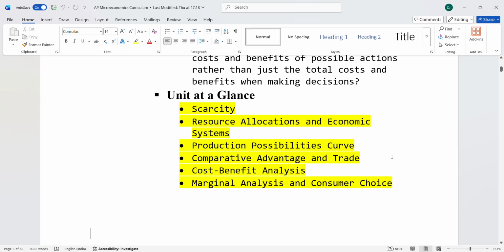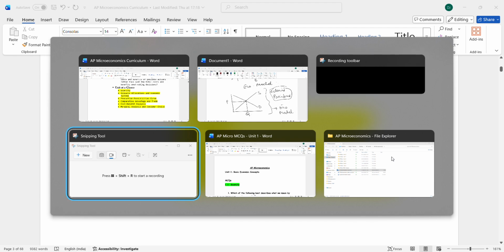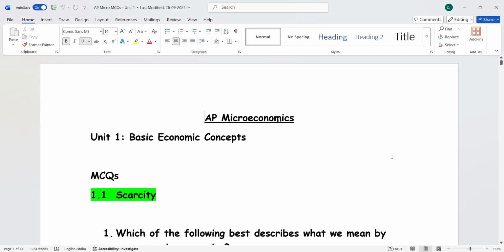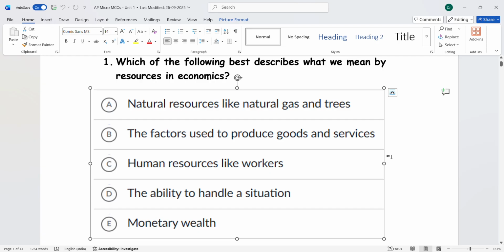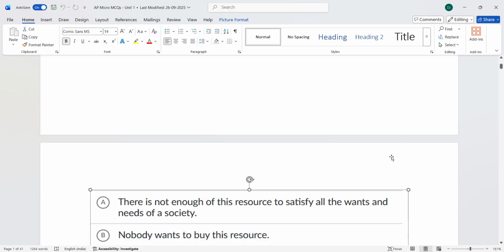But before that, I would like to give you 5 very simple MCQs on this unit. So you can see them on my screen. Okay, this is the first one. Which of the following best describes what we mean by resources in economics? You have 5 choices, and please try to attempt these 5 MCQs. I'll discuss the answers in my next video. All right, that's the first question.